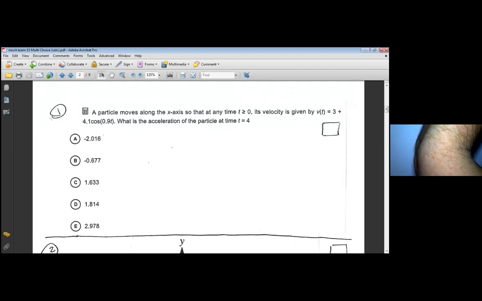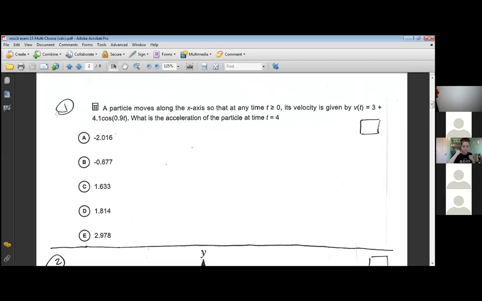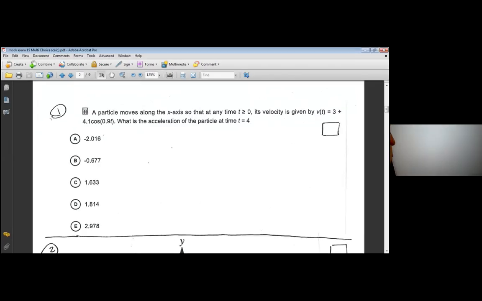So anybody that did this for me, can you tell me what you got for an answer for number 1? I got C. Can anybody confirm? I got the same thing. Okay, that sounds familiar to me as well. So I'm going to say that number 1 is C. And we're getting that again by taking the derivative, using the calculator, and plugging in 4.